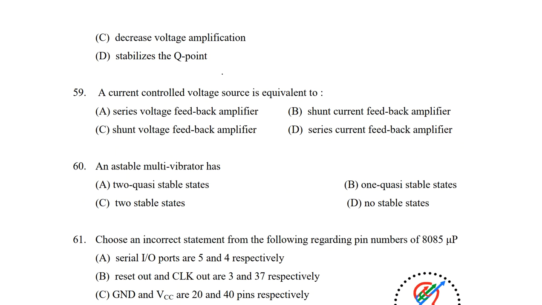Next one, a current controlled voltage source is equivalent to. So the options are series voltage feedback amplifier, shunt current feedback amplifier, shunt voltage feedback amplifier and series current feedback amplifier. The correct answer is shunt voltage feedback amplifiers.